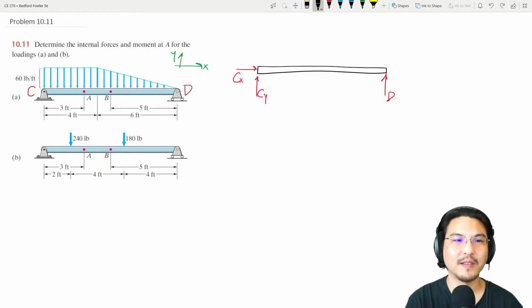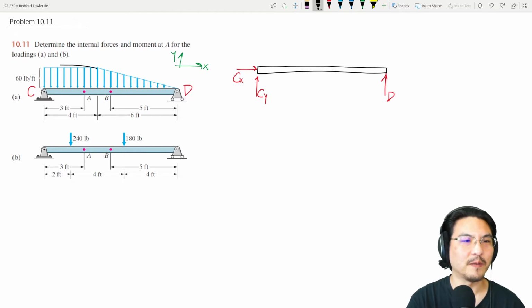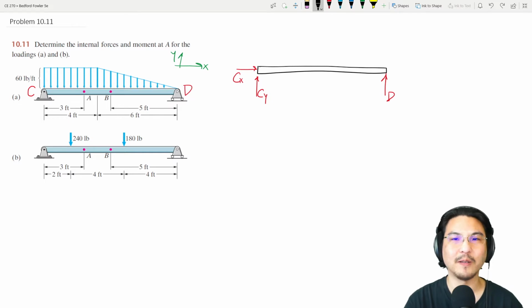Okay, so it looks like a rectangle and a triangle. So for the rectangle, I can replace it with one discrete load, which is the area of the shape. So 60 times 4, so 240 pounds, at the location of the centroid. So 2 feet.